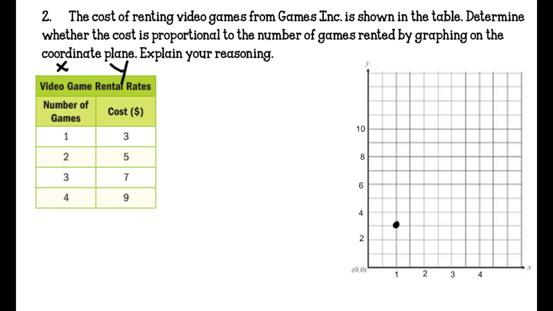Then you have 2, 5, so you go x2, y5. 3, 7, x is 3, y is 7. And then 4, 9. And you connect these dots. I always use a ruler, it's hard on these though.